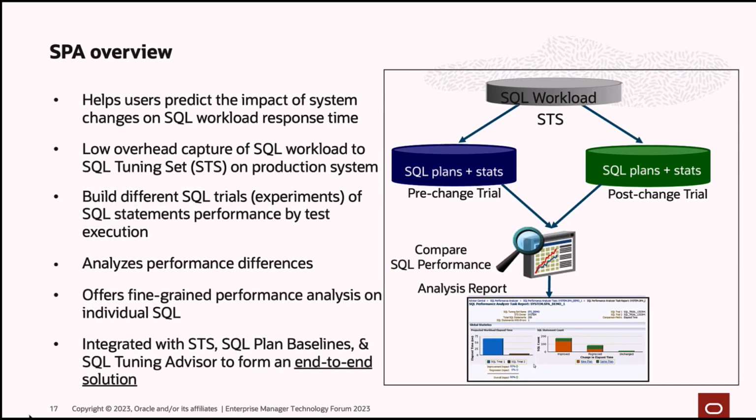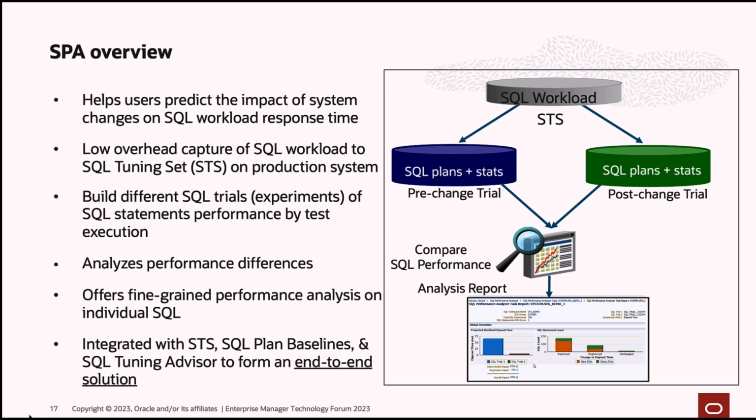The SPA workflow is rather simple. We capture one or several SQL tuning sets from production during different time periods representing different distinct workloads. The capture of a SQL tuning set has a low impact on the database with minimal overhead. We test execute these statements using bind variables from production against the production clone before changing it. Then we implement changes and test execute the same SQL statements.